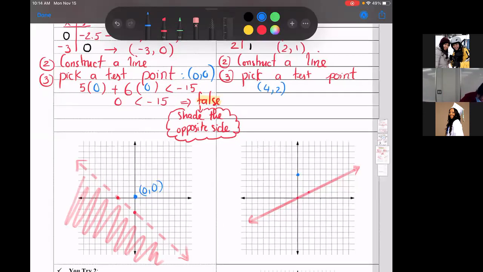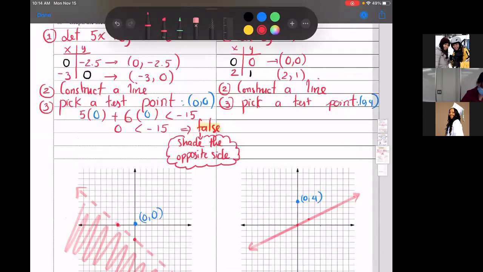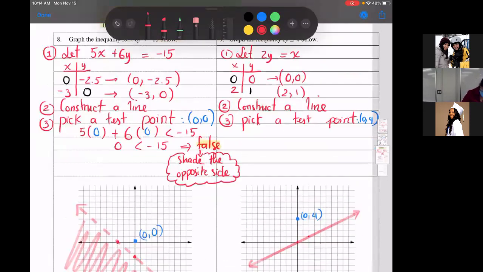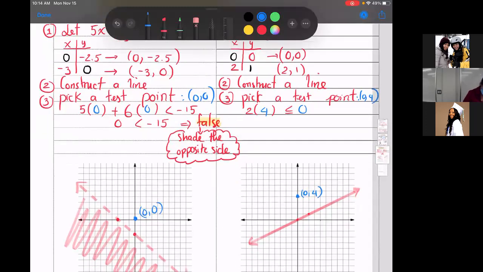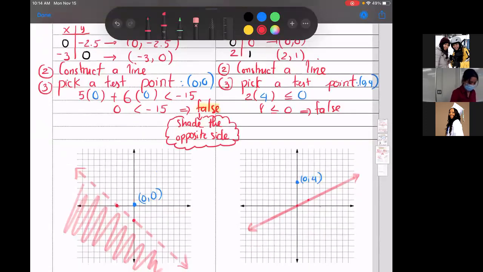0, 4. And then you plug it into the original. Go up all the way to the top: 2 times y less than or equal to x. 2y is 8, x is 0. Is 8 less than or equal to 0? True or false? False. So where do you shade, below or above? Below.